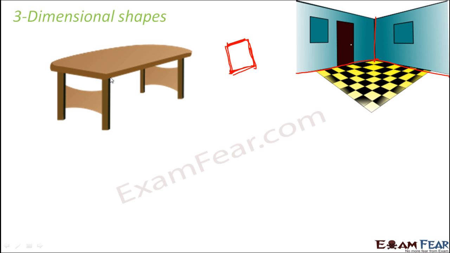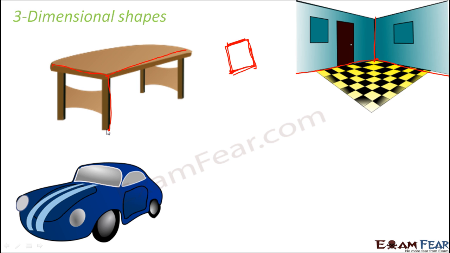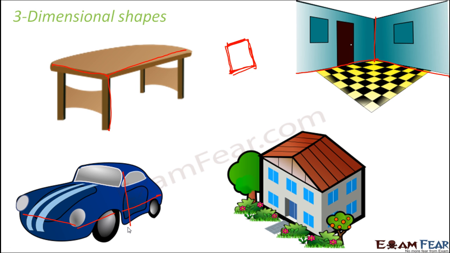When you look at this table, it has its length, width and height. So without these three dimensions, you cannot specify the size of the table. Look at the car. So in this car also, you have the length of the car, the breadth of the car, and also the height of the car. So again, three dimensions needed here also. Think of a house, one of the best examples. In a house also you have length, breadth, and height. So all these objects are three-dimensional objects. And now we are going to talk about some three-dimensional shapes.